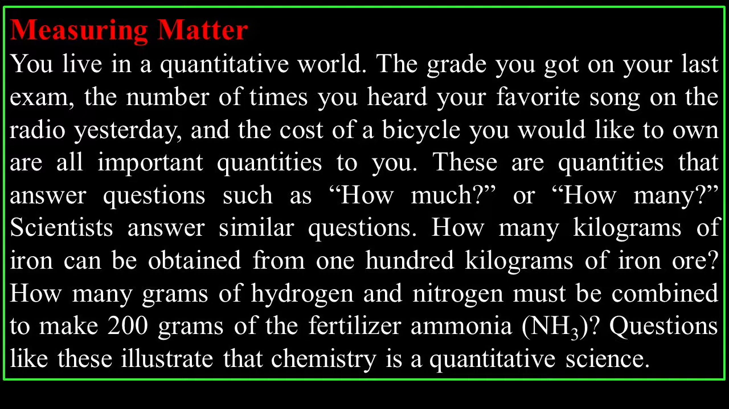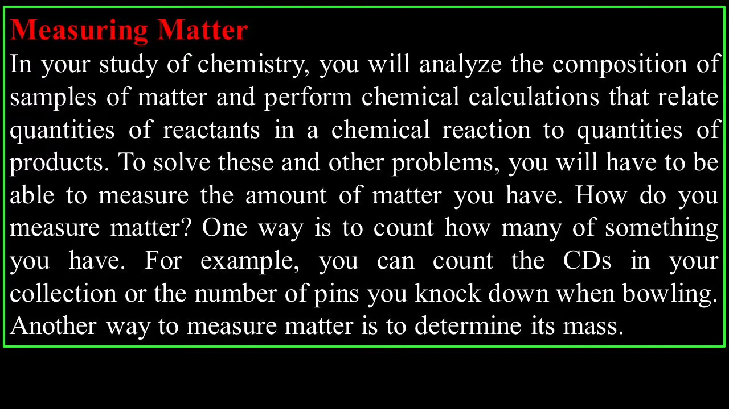Scientists answer similar questions. How many kilograms of iron can be obtained from 100 kilograms of iron ore? How many grams of hydrogen and nitrogen must be combined to make 200 grams of the fertilizer ammonia? Questions like these illustrate that chemistry is a quantitative science. In your study of chemistry, you will analyze the composition of samples of matter and perform chemical calculations that relate quantities of reactants in a chemical reaction to quantities of product.